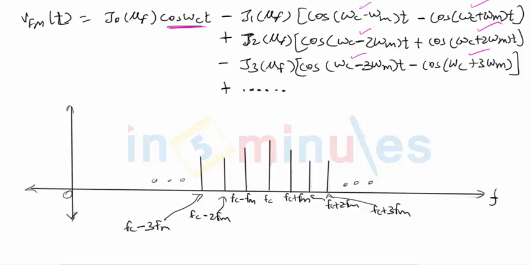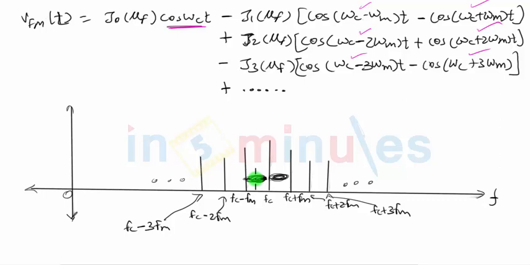In practice, every modulating signal will have a range of frequencies from 20 Hz to 20 kHz, and hence I will not see only a discrete frequency component like Fc plus Fm or Fc plus 2Fm and so on. Starting from Fc up to Fc plus Fm, there will be a range of frequencies, and also from Fc to Fc minus Fm there will be all the possible frequencies in that range.